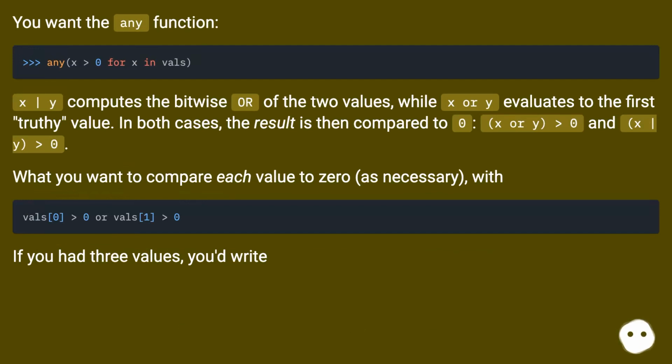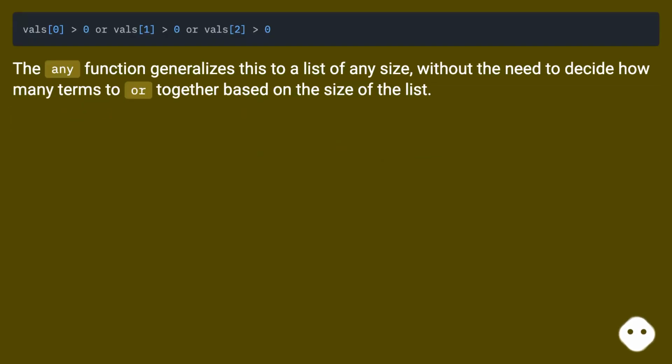You want the any function. X | Y computes the bitwise OR of the two values, while X or Y evaluates to the first truthy value. In both cases, the result is then compared to 0: X or Y > 0 and X | Y > 0. What you want is to compare each value to 0, as necessary, with or. If you had 3 values, you'd write it out. The any function generalizes this to a list of any size, without the need to decide how many terms to OR together based on the size of the list.